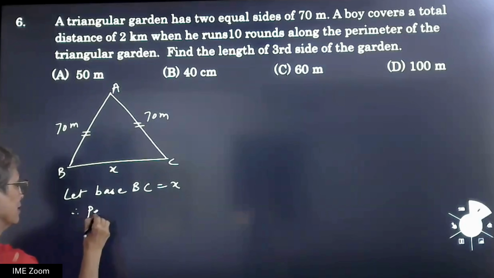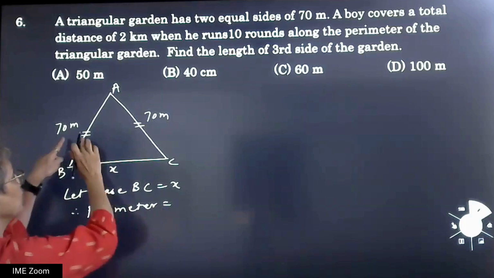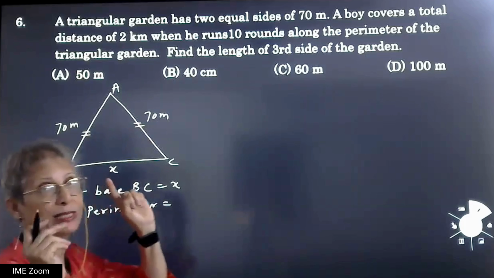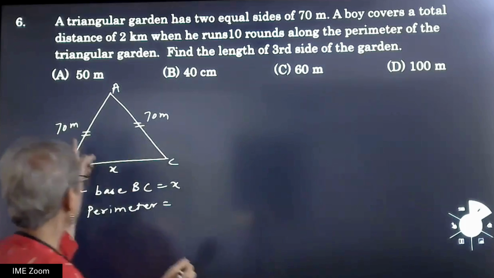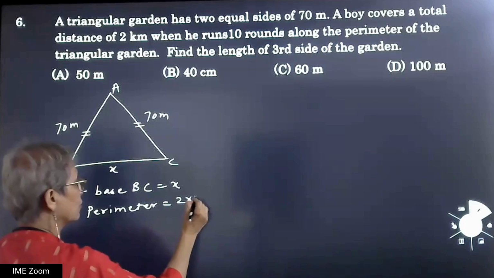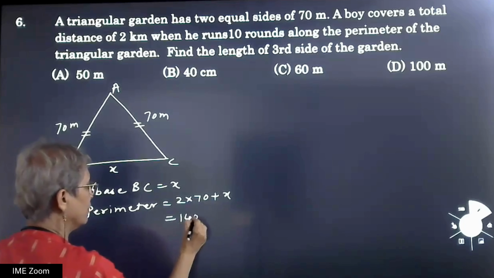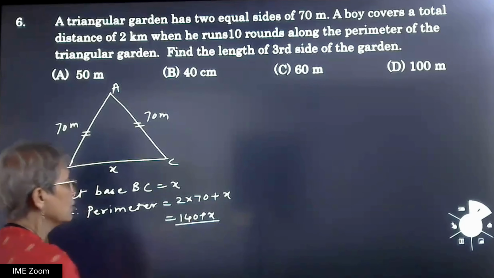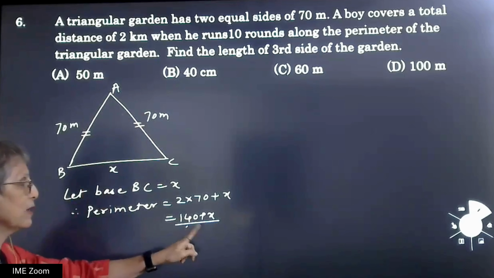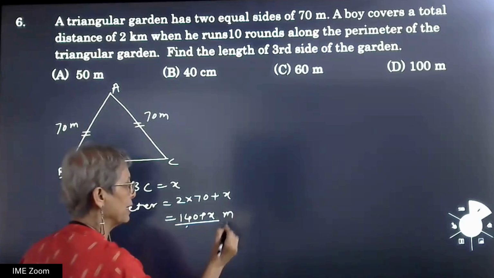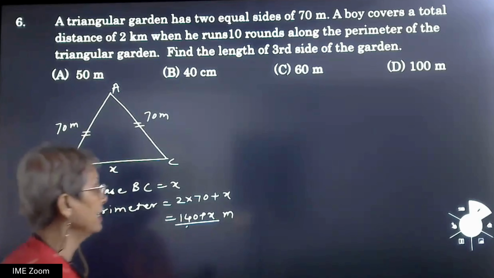So now let us find out the perimeter. Therefore, perimeter equal to 2a plus b, the formula I have given for an isosceles triangle. B is base and a means equal sides. So 2 into 70 plus x. So that is 140 plus x. Right? So if he runs one round around this garden, he runs how much distance? 140 plus x meters.